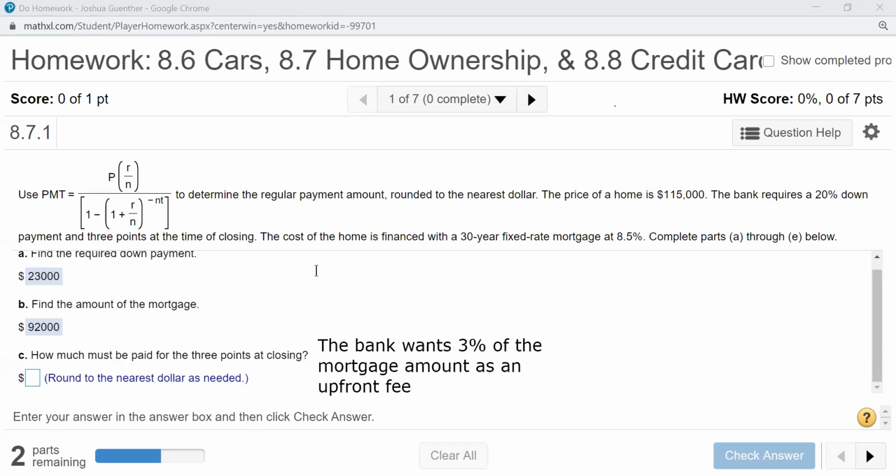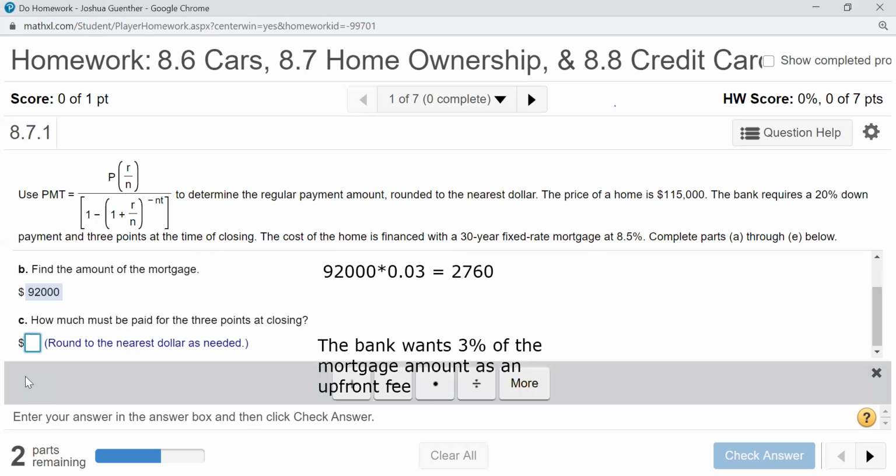So we take 92,000 and take 3% of it, so we multiply it by 0.03. Do I feel like doing that in my head? Maybe it's 2,760. I'm going to double check that. Ooh, I'm good. So it'll be $2,760.